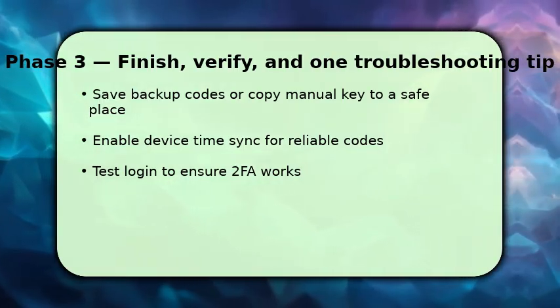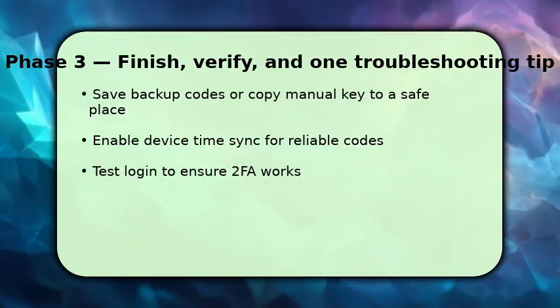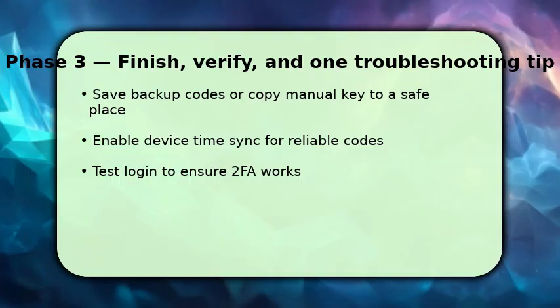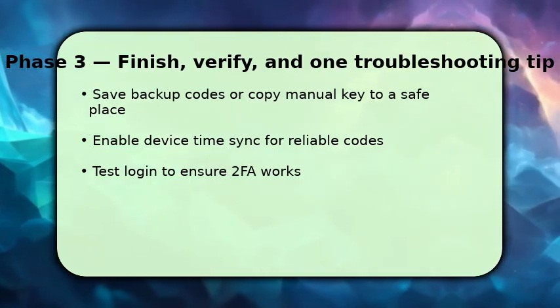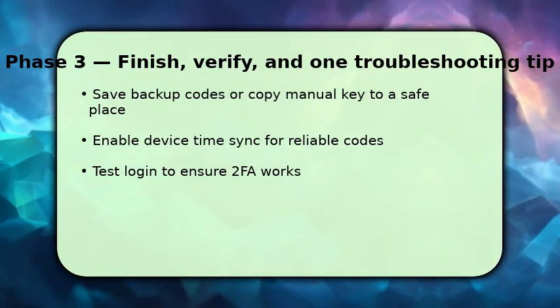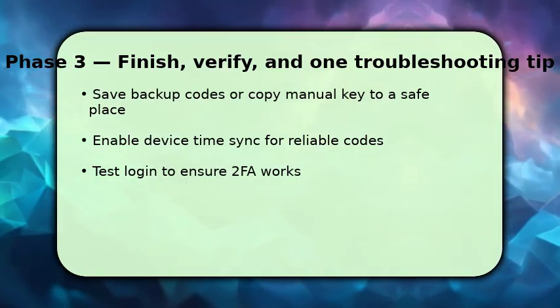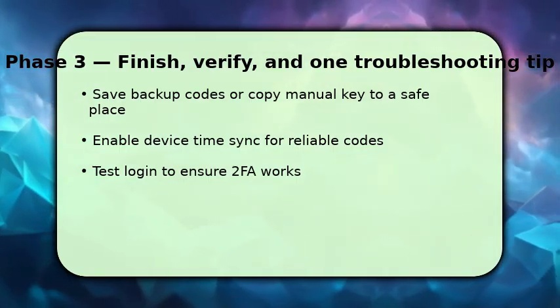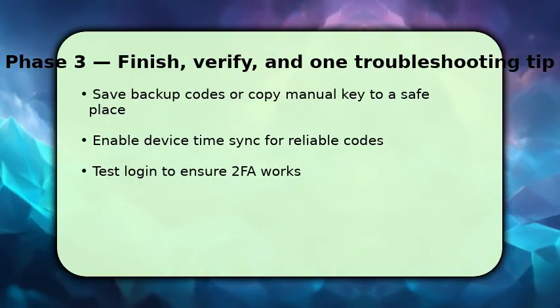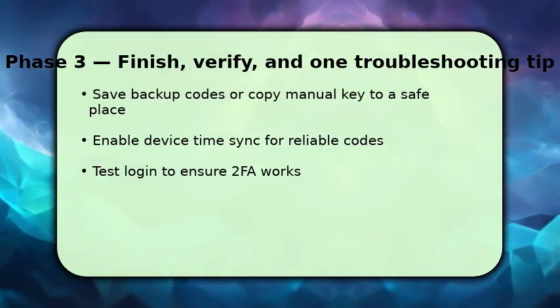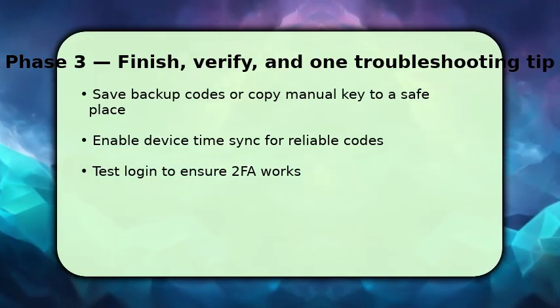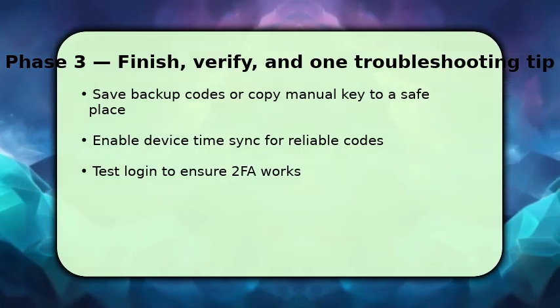Once done, enable automatic time synchronization on your mobile device because Authenticator codes are time-based and must match Roblox server time. After storing backups, log out and sign in to test a full two-step login cycle. If codes aren't accepted, resync your phone clock and try again. This is the key troubleshooting tip for most failures.